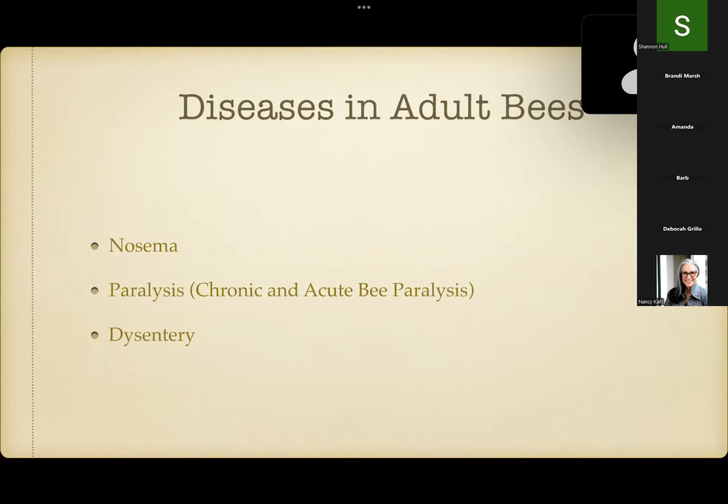All right. Adult bees, guess what? They get sick too. Nosema, paralysis, both chronic and acute, and dysentery.